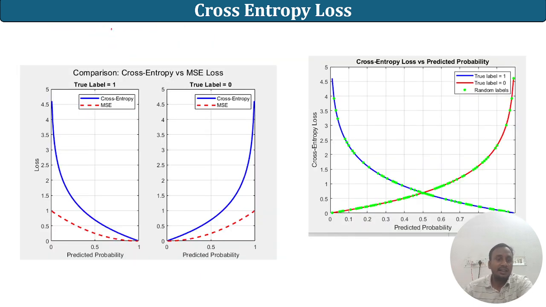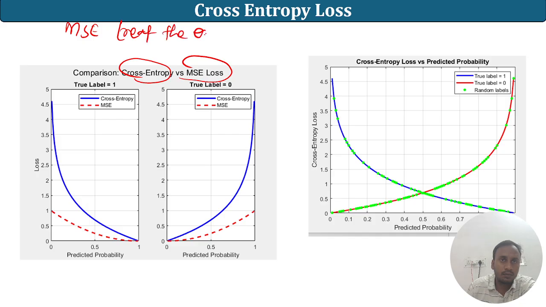So if you compare the cross entropy to the MSE loss, how does it affect things? We can see cross entropy is sharp, but MSE treats the error equally.